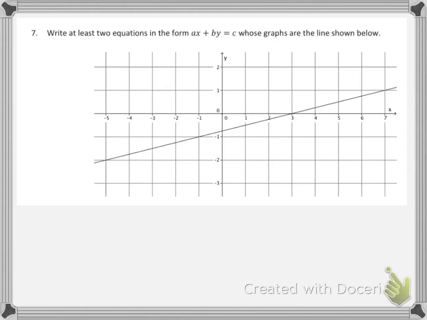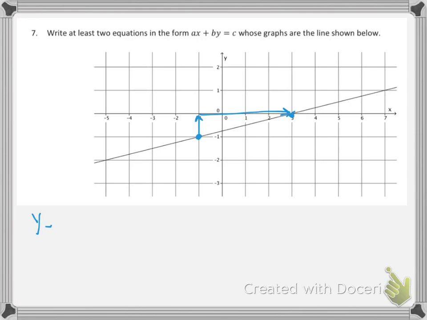Okay, this time we're going to write 2 equations in the form ax plus by equals c, whose graphs are the lines shown. So in order to do this, I'm going to need to know slope. So let's see, I've got a point here that crosses at an intersection, and here's one that also crosses at an intersection. So I know that the slope is up 1 and right 4. Up 1 and right 4. So that's 1/4.